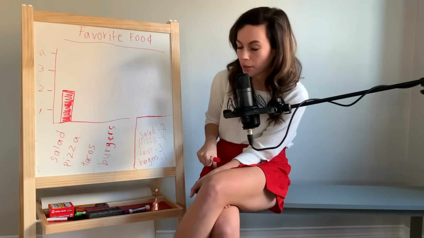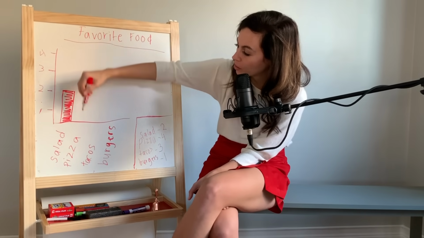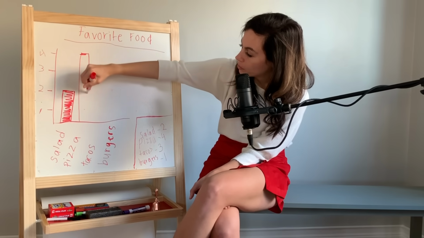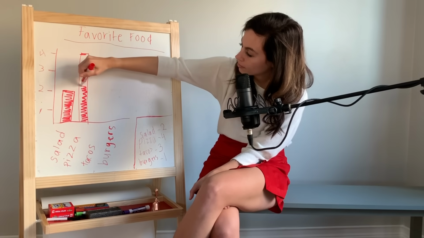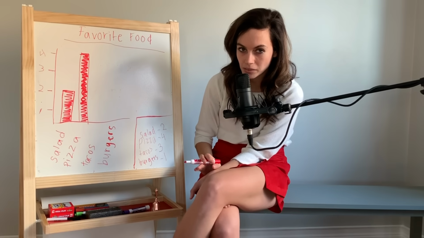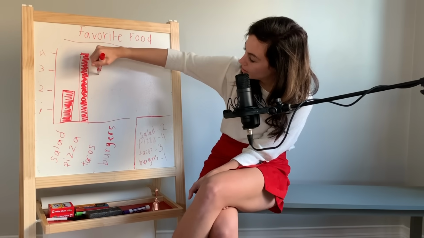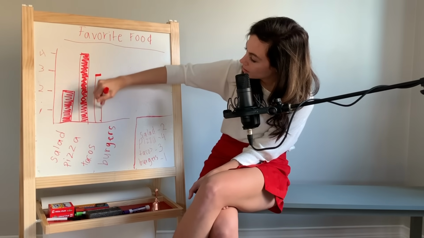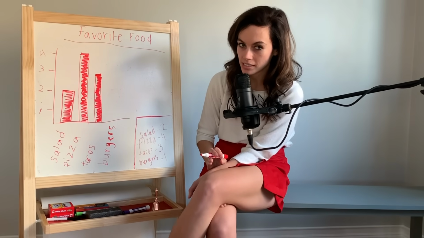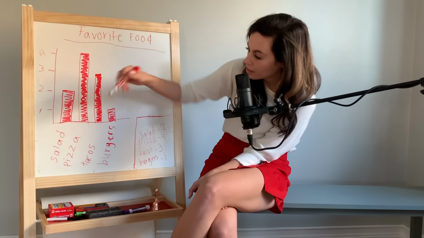Pizza is next. How many people said that pizza was their favorite food? 4, very good. So I'm gonna go up to 4 now. I'm gonna go right here to represent that 4 people said pizza. Tacos. How many people said tacos? 3, very good. So I need to go to the 3 to represent 3 people. Burgers. How many people said burgers? 1, very good. So then I'll draw a bar for 1.